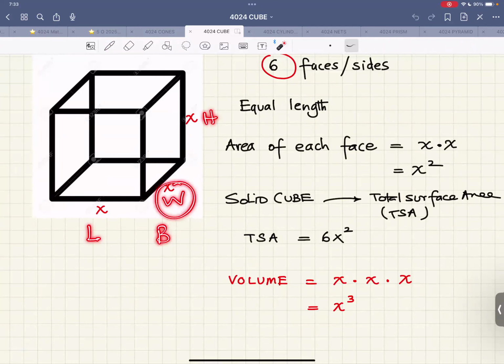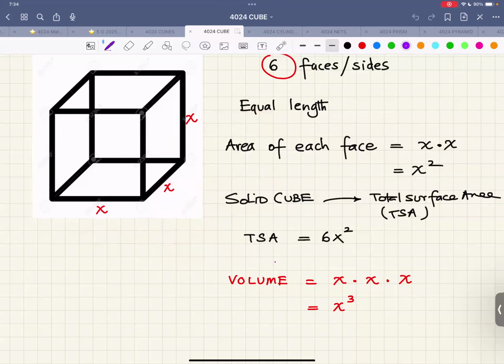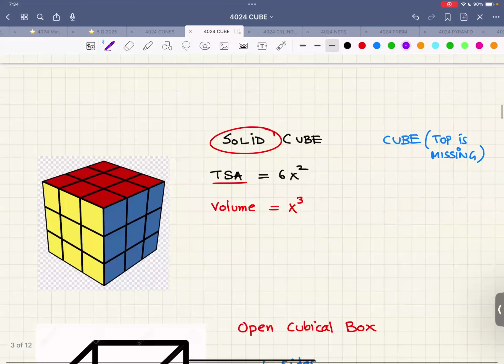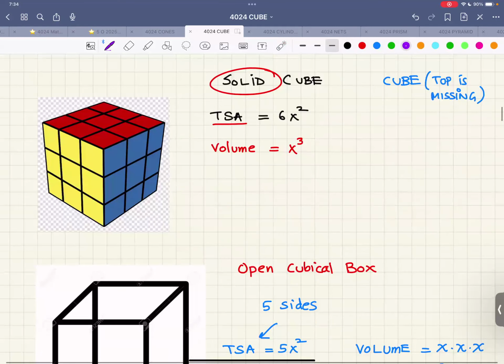Width is also known as breadth. So width, this is height, this is length. So length into width into height, let me write it down. That is length into width into height, since all these 3 are the same. So that is the formula. Solid cube, total surface area is this, volume is this.